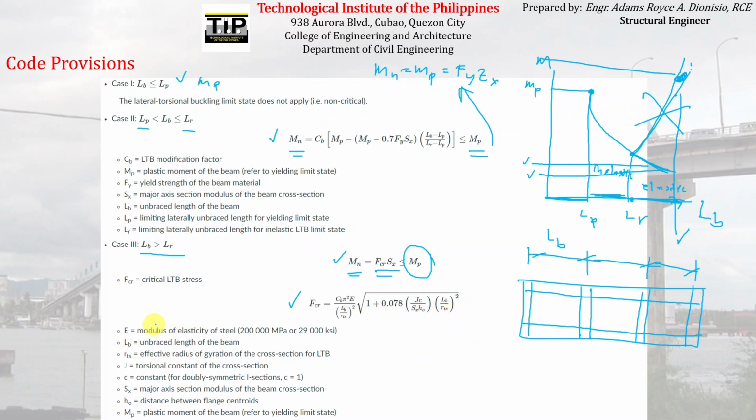Okay, E is the modulus of elasticity, LB unbraced length, RTS effective radius of gyration of the cross section for LTB. Na-compute na natin kanina, may formula na tayo kanina dyan. Ganun din yung sa J, torsional constant of the cross section, C constant. For double symmetric I sections, 1 lang naman yan. And double symmetric I sections lang naman yung inaaral natin. So, palaging 1 yan yung C na yan. SX, major axis section modulus of the beam cross section. HO, distance between flange centroids. Na-discuss na natin yan. Na-define na natin yan. MP, plastic moment of the beam, which can be found from the yielding limit state. Okay?